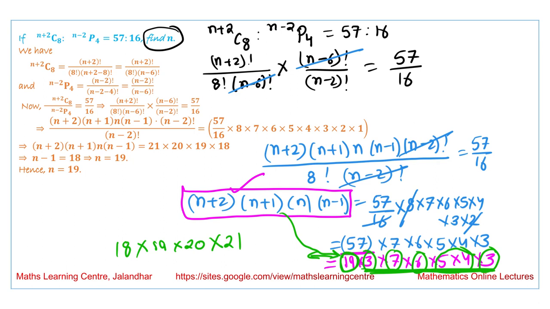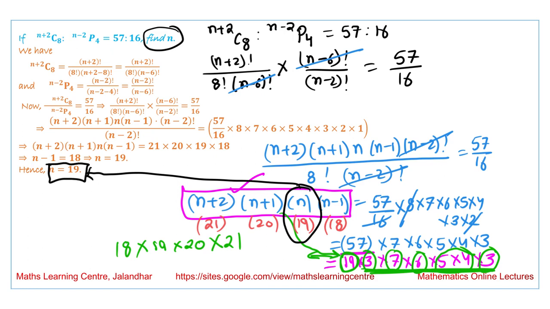So what we obtain from this is that we have the numbers in the form 21 into 20 into 19 into 18. So from comparing these two values, we obtain that the value of n is equal to 19. So this is the required value of n that we have in this case.